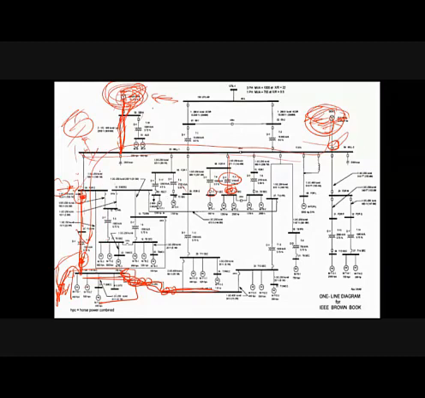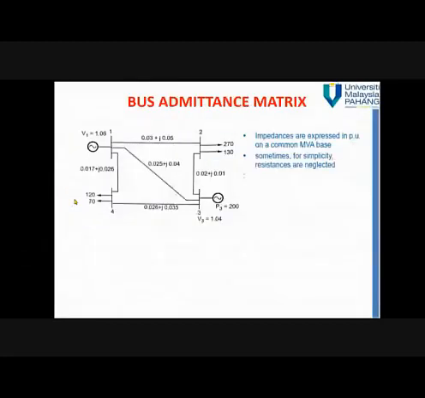We have to make sure that when a fault occurs, this circuit breaker must isolate the fault. If this circuit breaker cannot isolate the fault, the other circuit breaker, the backup circuit breaker, must isolate the fault. If this cannot, another circuit breaker must isolate the fault. That's why we have to do the contingency studies. So how to develop the bus admittance matrix?